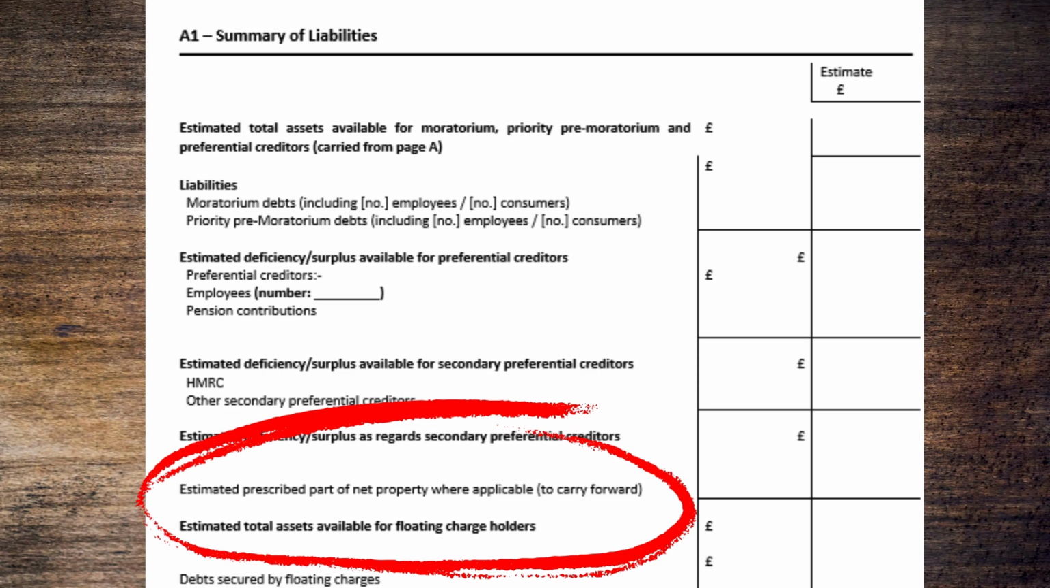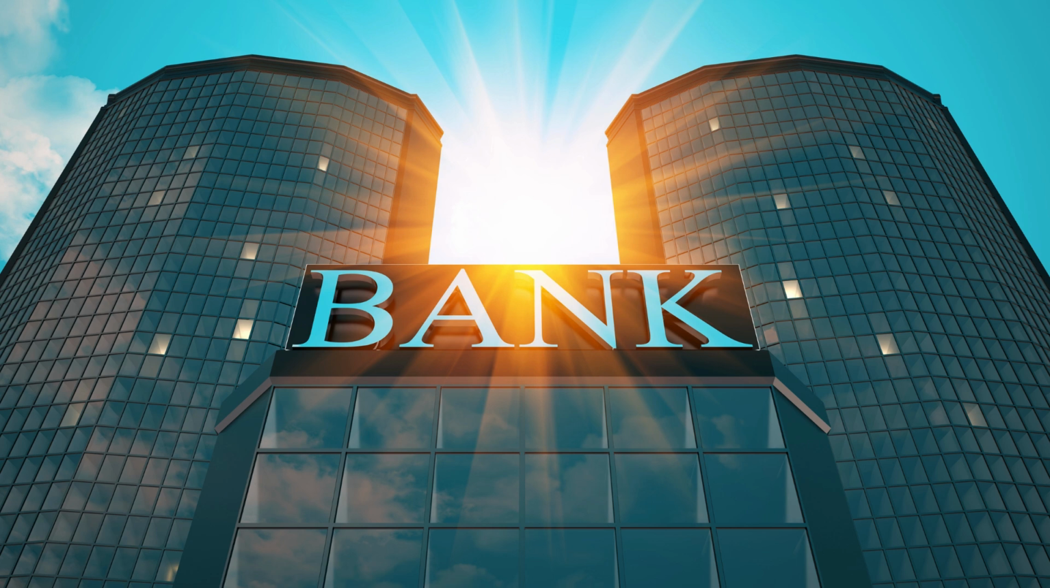Now, I'll go into more detail on the prescribed part in a different video, but for now, the simplest way to explain it is the law says if you've got some money available to pay to the debenture holder, i.e. the net property, the amount that's available to pay as a dividend back to the floating charge holder, again usually a bank, you must reserve, it's a bit complicated, but loosely 20% of that money must be carried forward and made available for the unsecured creditors.